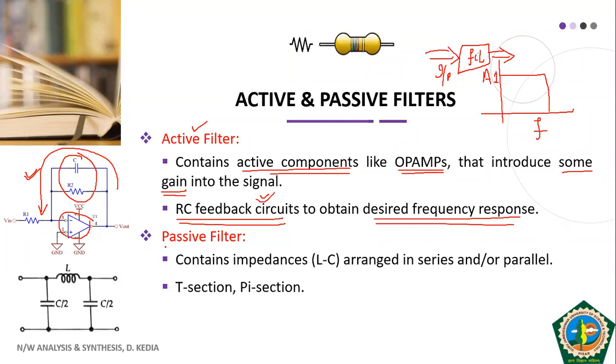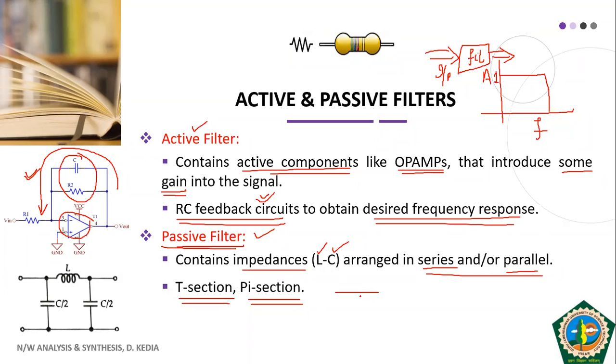Now the main emphasis in today's lecture will be on passive filters. Passive filters are those filters which contain passive components, and we all know passive components are resistance, inductance, and capacitance. These passive filters will contain impedances in the form of L and C, which can be arranged either in series or in parallel, and both series and parallel combinations will be there. Two types of network we will study in these filters. One is known as the T section, and another is known as the pi section.